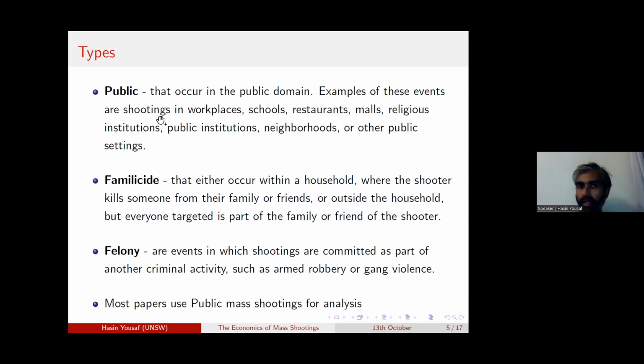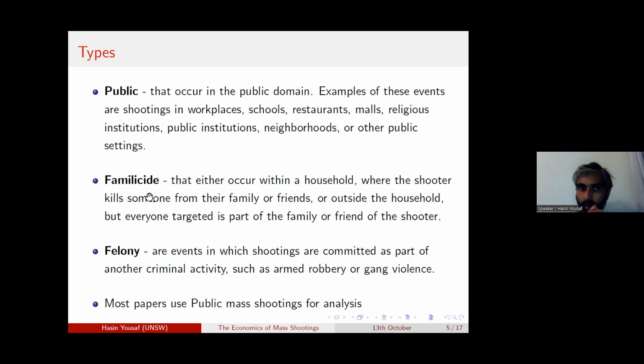They have a clear public domain. They are not taking place inside a home or as a part of a crime. They are taking place in a public domain where somebody who is just present there could be affected by it. So if there's a mass shooting in a restaurant, you could be affected by it because you just happen to be at that restaurant at that time.